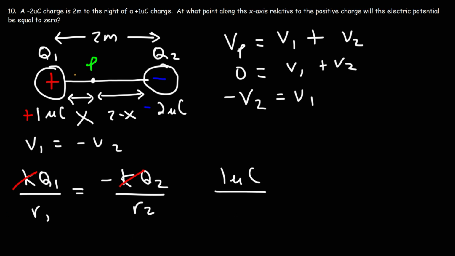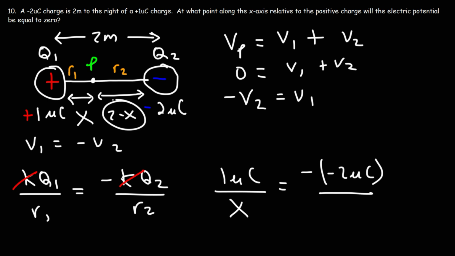R1 is the distance between Q1 and point P. R2 is the distance between Q2 and point P. So R1 is X. Q2 is negative 2 microcoulombs. And let's see, R2 is 2 minus X. So these two negative signs will cancel.